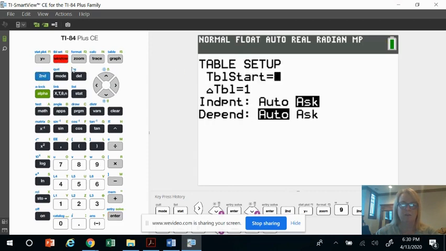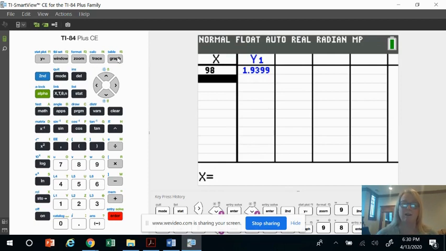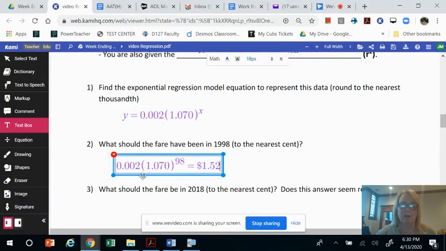And then we want to make sure that the table set is on ask, which it is. And we can go into the table, which was second graph, type in our 98. And you can see that's kind of different. That's $1.94. So rounding does make a difference. I would accept either answer, but I wanted to show you both. The one nice thing about the one that I typed in the page is you can really see where it came from. The other one might actually be a little bit more accurate.